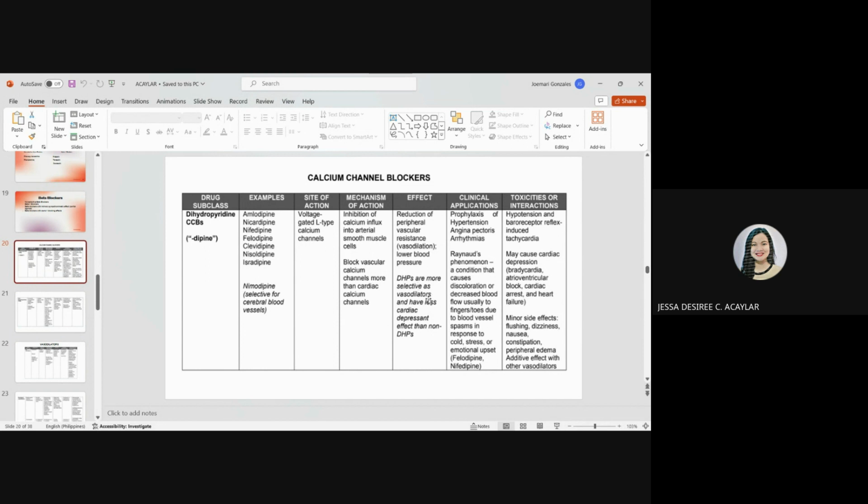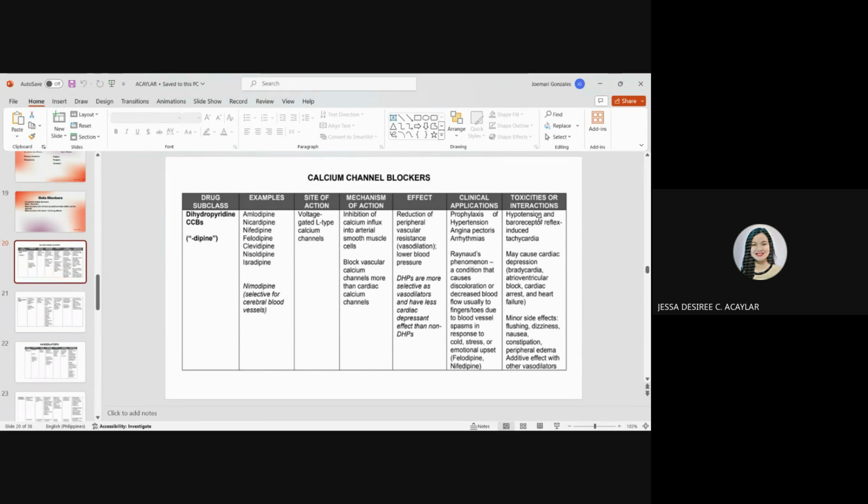Dihydropyridines are more selective as vasodilators and have less cardiac depressant effect than non-dihydropyridines. So, clinical application, prophylaxis siya ng hypertension, angina pectoris, and arrhythmias. Sa Raynaud's syndrome, a condition that causes discoloration or decreased blood flow, usually to fingers, tsaka sa toes, due to the blood vessel spasms in response to cold, stress, or emotional upset. So, dito nagagamit si felodipine at saka si nifedipine.